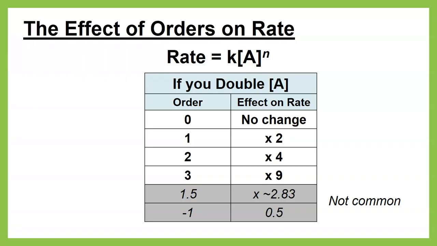Orders of 1, 2, and 3 are the most common. You may sometimes see a 1.5 or other fractions. You may sometimes see negatives, but those are not very common. Be aware. You should always notice and pay attention, right? Because it may pop up once in a while, but most of them are 0 to 3.